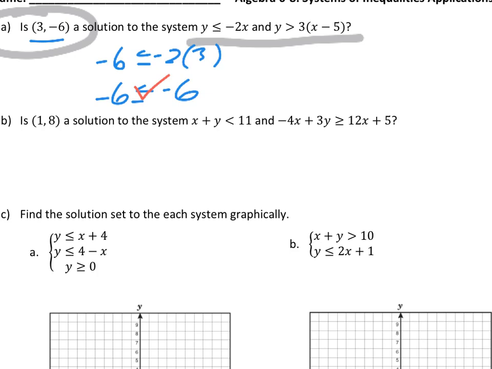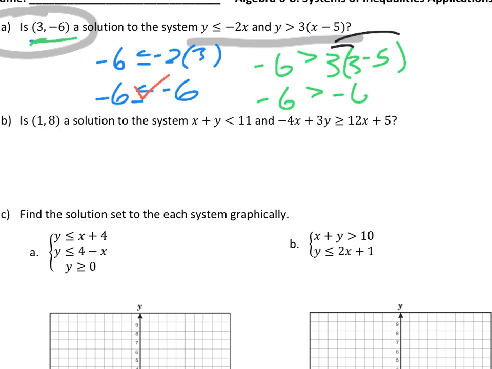The second one, y is greater than. So -6 is greater than, again, I'm just using my ordered pair there, 3 times the quantity x minus 5. And again, x is now 3. Again, do the math. In case you're forgetting, this is a distribution problem. Or we could follow the order of operations and get 3 times -2. But again, no matter which way you do it, you get -6.